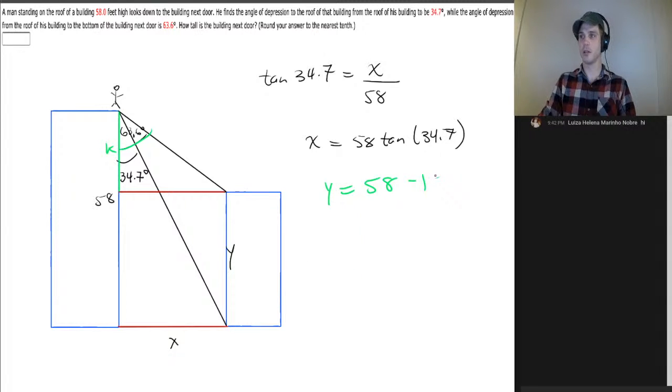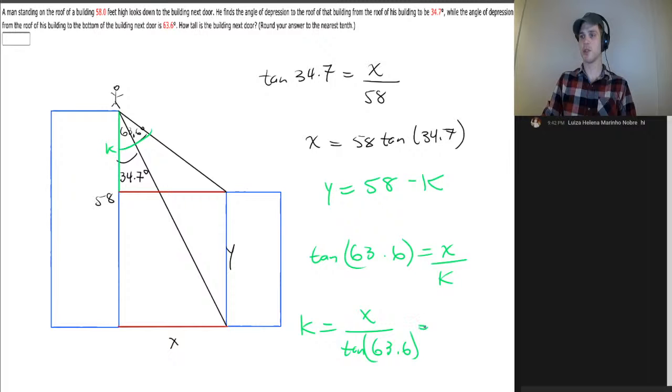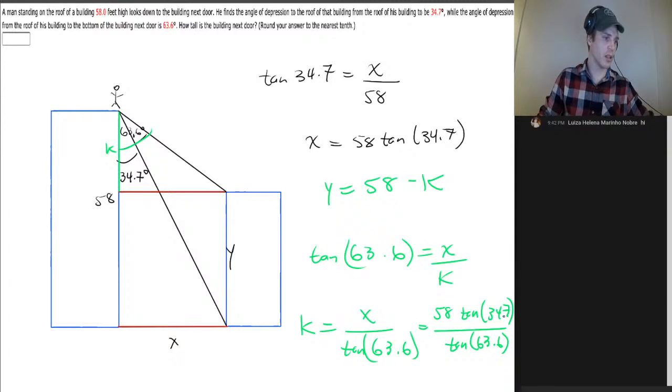I know that the tangent of 63.6 is equal to x, which we found, over k. And so I'm solving for k here. So k is equal to x divided by the tangent of 63.6. And we know x, so I'll just substitute that in here. We've got 58 tangent of 34.7, that's what we found, divided by the tangent of 63.6. And let's go ahead and put that in. Let's see what that's equal to.